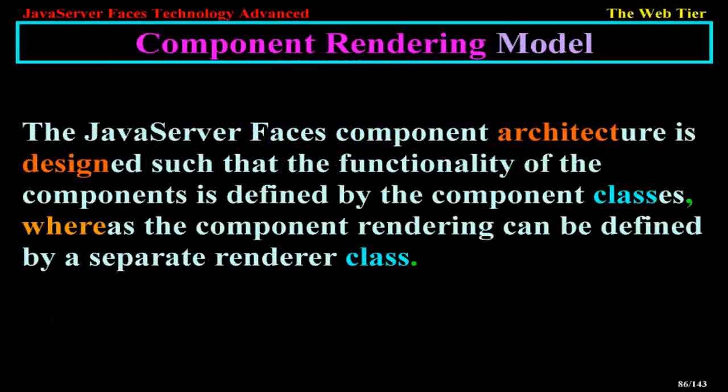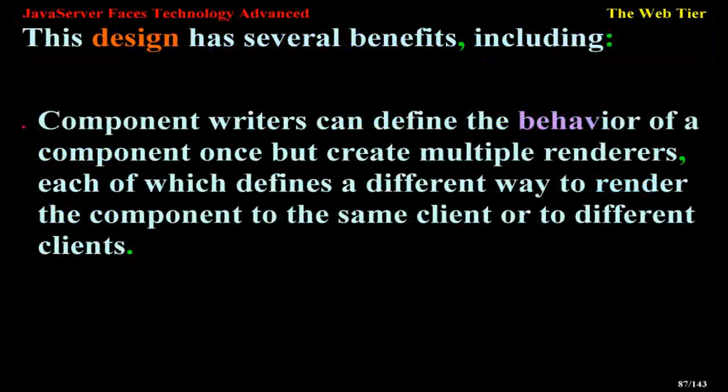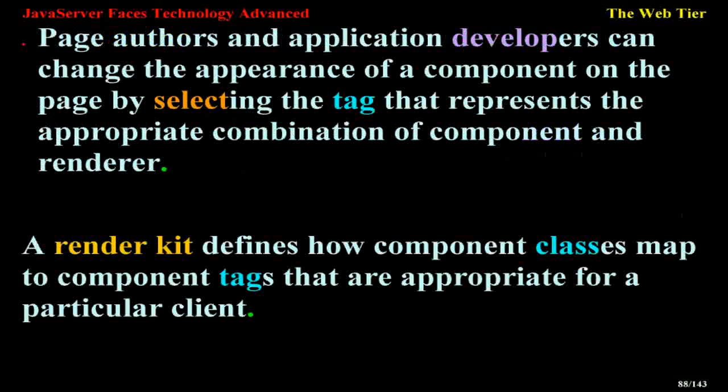Component rendering model. The JavaServer Faces component architecture is designed such that the functionality of the components is defined by the component classes, whereas the component rendering can be defined by a separate renderer class. This design has several benefits, including that component writers can define the behavior of a component once but create multiple renderers, each of which defines a different way to render the component to the same client or to different clients. Page authors and application developers can change the appearance of a component on the page by selecting the tag that represents the appropriate combination of component and renderer.